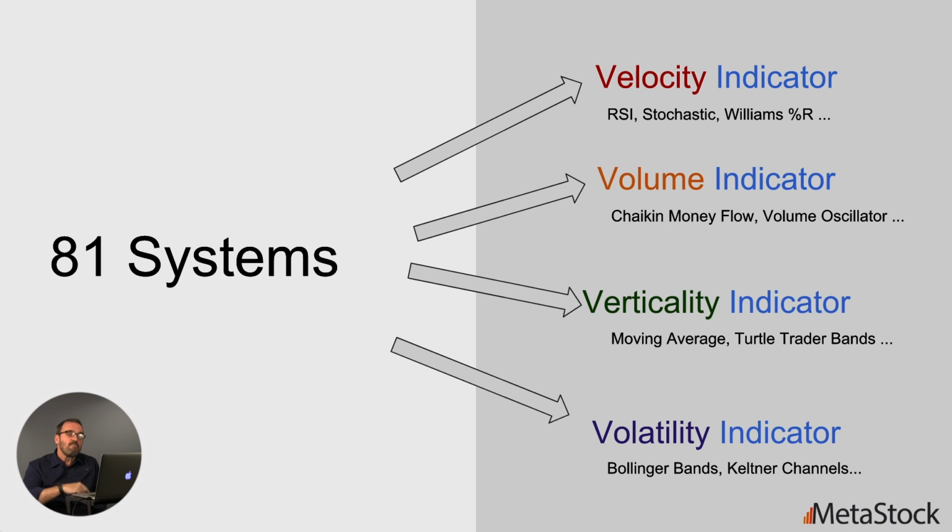To that end, they used 81 testable systems in ICE. And these 81 systems are divided more or less evenly into these 4 different indicator categories. For instance, in velocity, you'll see things like RSI and stochastic. In volume, you'll see things like volume oscillator. In verticality, moving average. And in volatility, Bollinger bands, Keltner channels, etc.